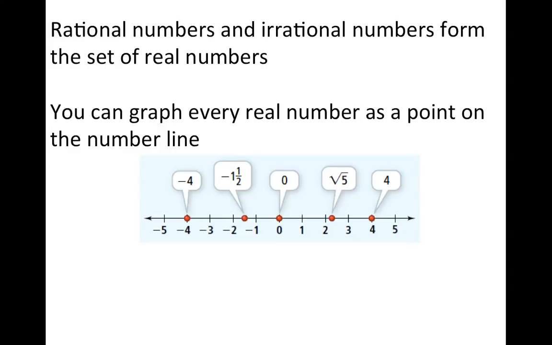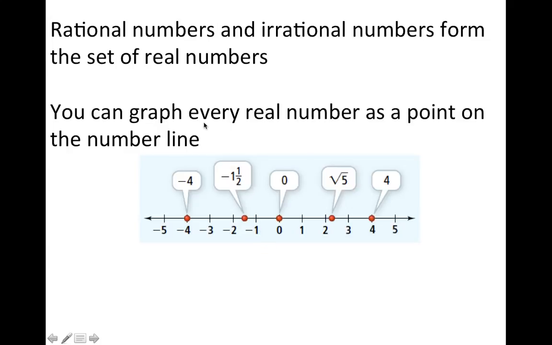Rational numbers and irrational numbers form the set of real numbers. We have real numbers and we have imaginary numbers. You can graph every real number as a point on the number line. The number line starts with 0 in the middle; going to the right you have positive numbers, and going to the left you have negative numbers. When you're plotting your points, just plot them approximately. If they are a whole number, plot them on the point. If they are a fraction or decimal, you plot them approximately. So this one here would be in between -1 and -2.